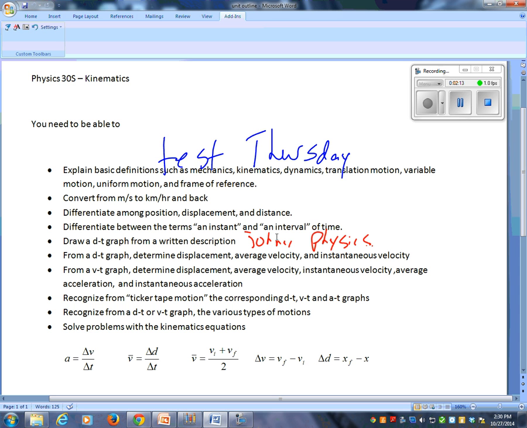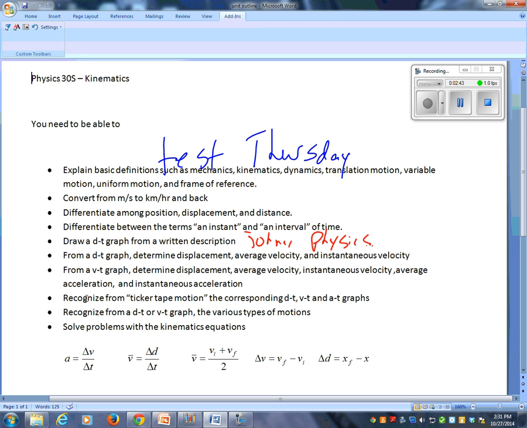So, okay. Now these ones are real important. These ones are the big daddies here. From a DT graph, you need to be able to determine displacement, average velocity, and instantaneous velocity. From a VT graph, you need to be able to determine displacement, average velocity, instantaneous velocity, average acceleration, and instantaneous acceleration. That seems like a lot. Instantaneous, you can just read off. Depends on what it is.